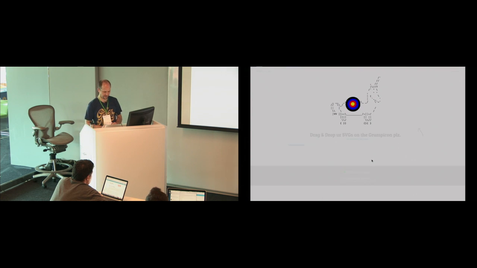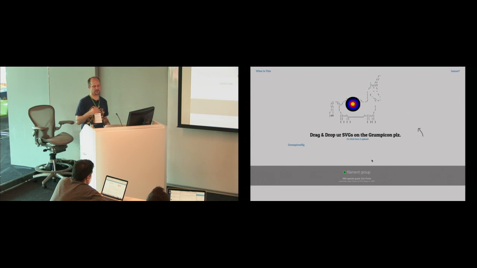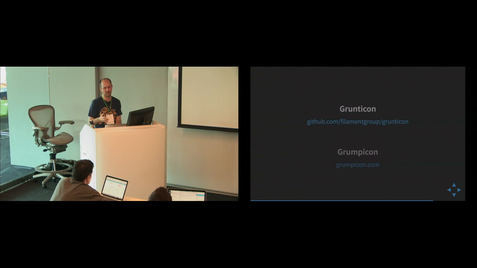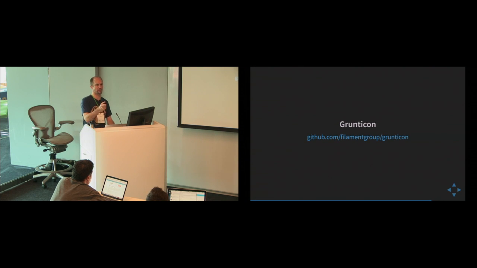You can take a single SVG image and drop it on there, and it'll actually generate the fallback for you. But I think the most useful aspect of this tool is that you can drop a whole folder of images and have it generate sprites for you. And with that Grunticon version, you can do that with your task runner.